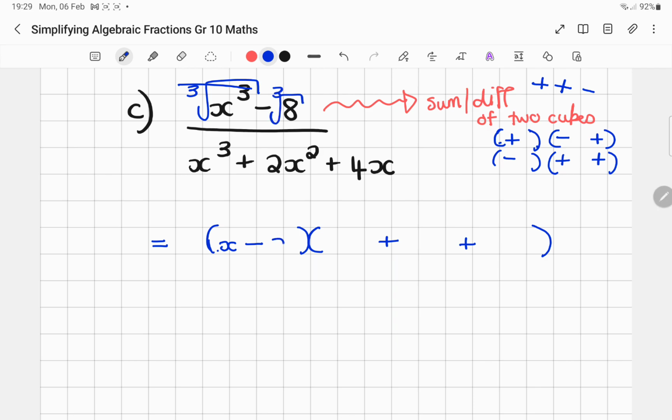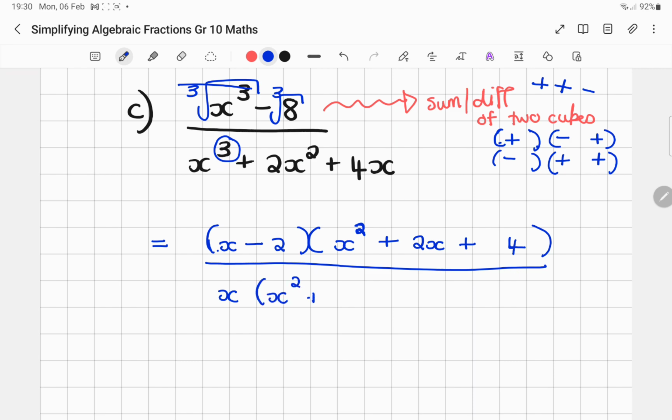Okay, the cube root of 8 is 2. Then you take the x and you square it. You take the 2 and you square it. Then you take x times 2 is 2x and you write it in the middle. All over. It looks like a trinomial, but there's an x to the power 3. Remember, a trinomial is always x squared, something x, and just a number. So I'm going to take out an x because there's an x in every term there. So I'm left with x squared plus 2x plus 4.